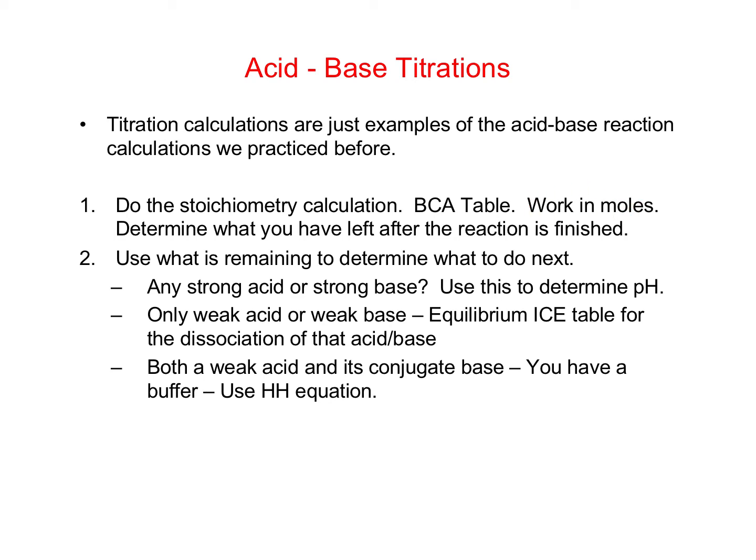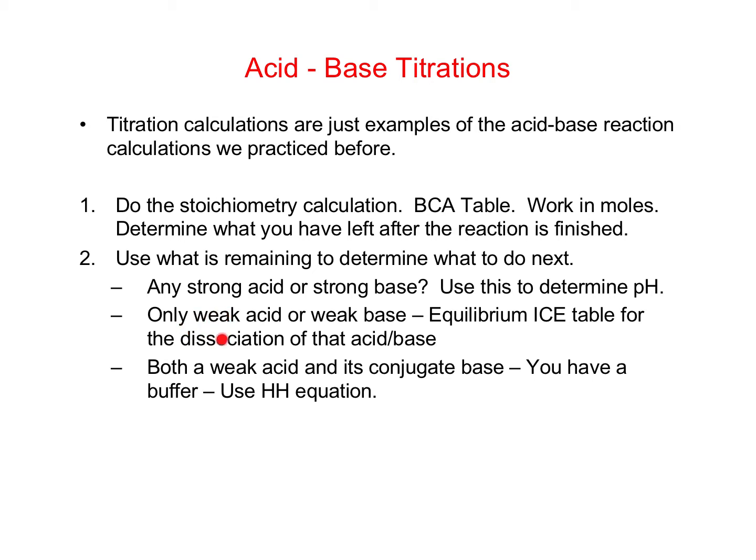And then that's followed up by looking at what's present in the after the reaction row to decide what to do next. Right? So if we have any strong acid or strong base present, then we just ignore everything else and use this to determine the pH. Right? We'll have the moles in the BCA table, divide that by the volume to get the concentration. If we have the concentration of either H3O+ or OH-, the strong acid or the strong base, then we can determine the pH from that.